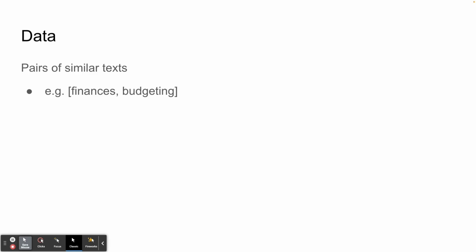In terms of data, you'll only need positive pairs of similar texts. Like before, you'd need some pair of texts like finances and budgeting. Ideally, if you're doing this for search, you'd have a query with a few words and then a document with a few words. This works much better for sentences and less so for single words.